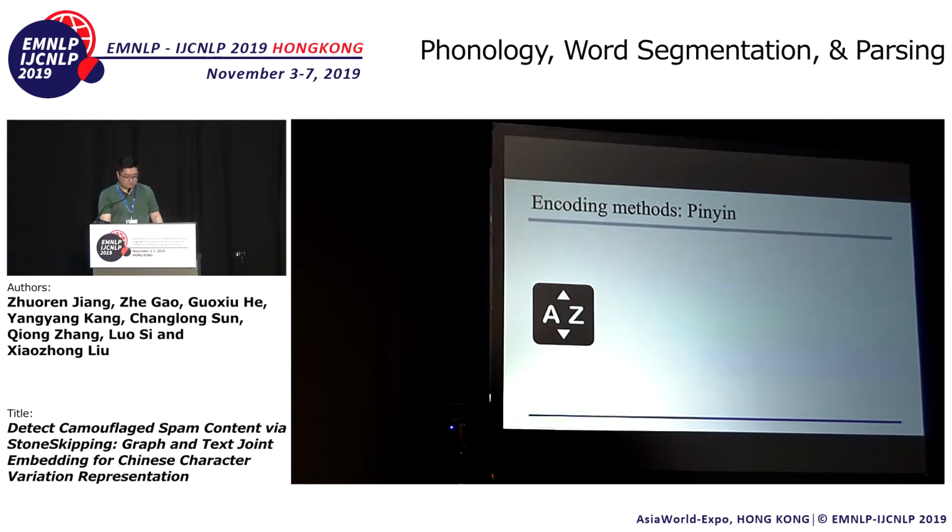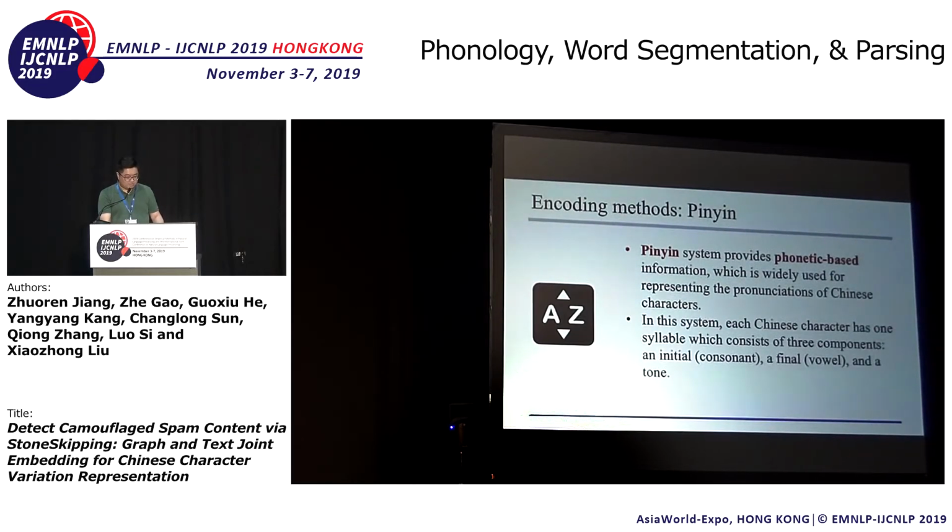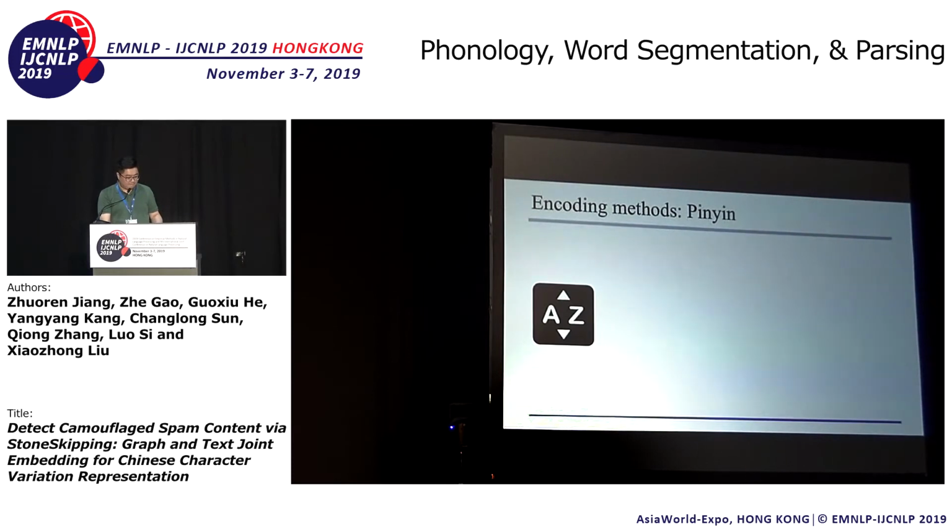The first method is pinyin. The pinyin system provides phonetic-based information, which is widely used for representing the pronunciation of Chinese characters. In this system, each Chinese character has one syllable, which consists of three components: an initial, a final, and a tone. There are four types of tones in modern standard Mandarin Chinese.